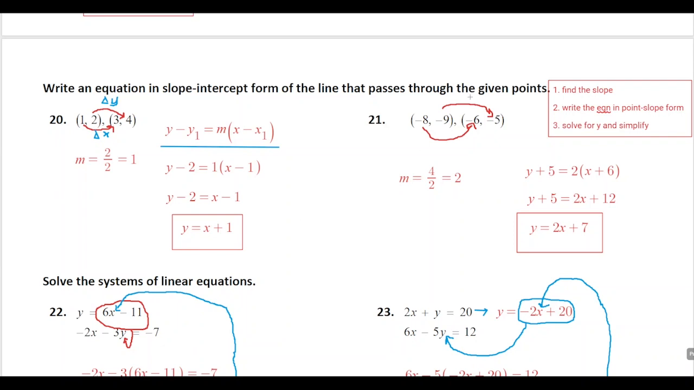For number 21, same thing. My delta y here was 4, my change in y. My change in x was 2, so 4 divided by 2 is 2. That's my m value. And the point that I chose to use here was -6, -5, although I could have used -9, -8. Doesn't really matter. Or, I'm sorry, -8, -9. Once you simplify that equation and solve for y, you get 2x plus 7. And so that would be your equation in slope-intercept form.